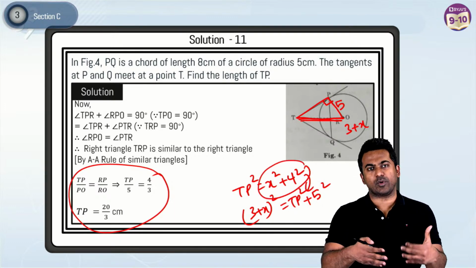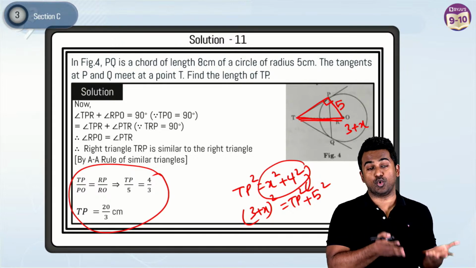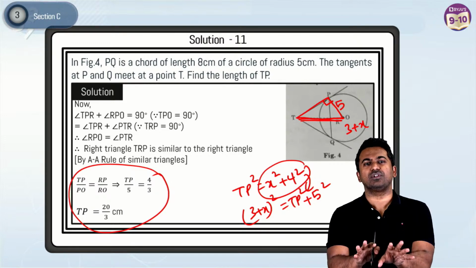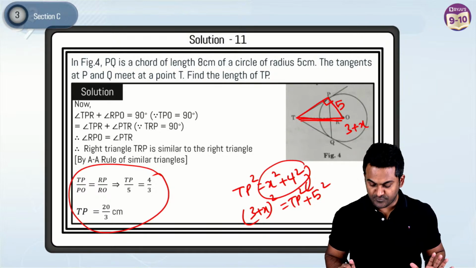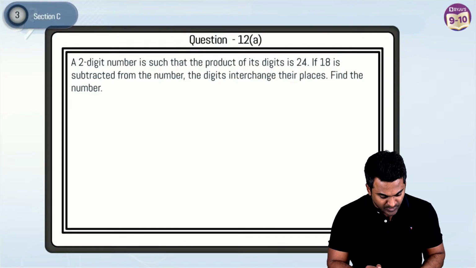It won't be a quadratic equation, it would be a linear equation. And this is another method if you didn't want to use the similarity rule. Both are fairly fine. As long as you have written the steps properly, you shall get full marks for this. Okay, so this was a good question. Let's move on to the next one now.